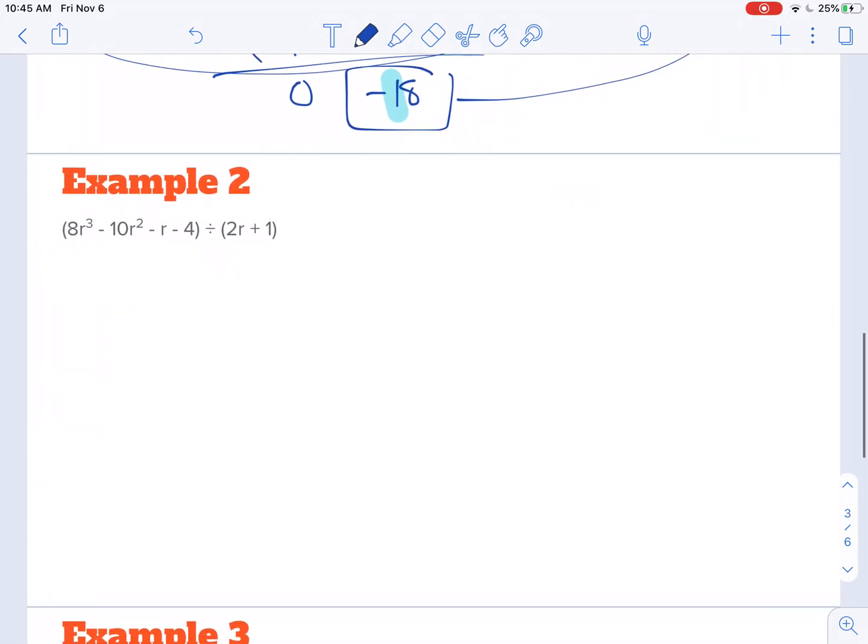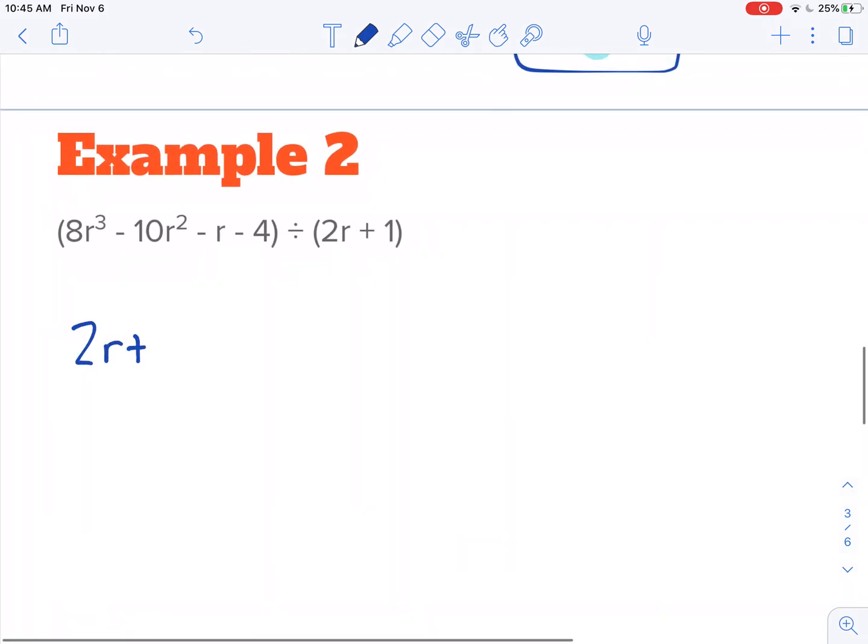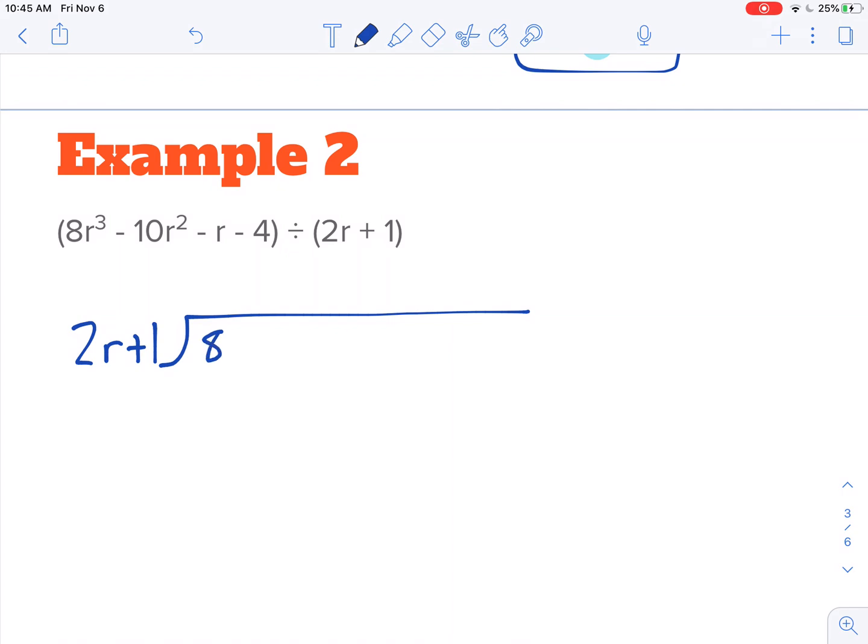All right. Let's look at our second example. Second example here, same idea, pretty straightforward. I've got 2r plus 1 as my divisor. I'm dividing the 8r cubed minus 10r squared minus r minus 4. Okay, everything here is pretty straightforward. I'm just going to go through that same process. I ask myself, what do I have to multiply 2r by to make it look like exactly 8r cubed? Well, I have to multiply that by 4r squared. I get 8r cubed plus 4r squared.